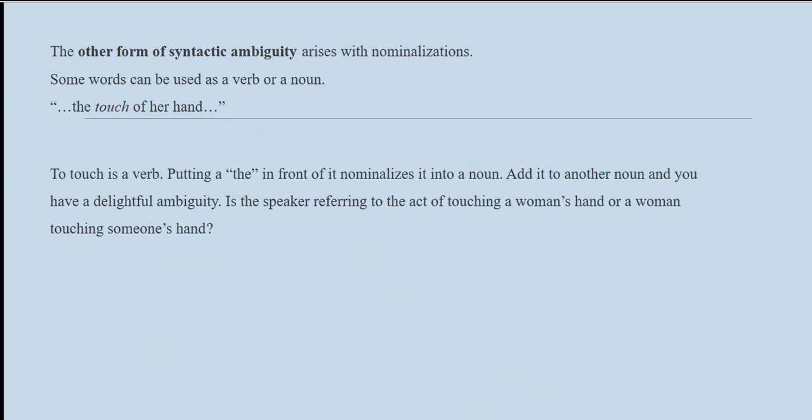So the other form of syntactic ambiguity arises with nominalization. Some words can be used as a verb or as a noun, like the touch of her hand here. The touch might be a verb or a noun. So touch is a verb, putting "the" in front of it nominalizes it into a noun. Add it to another noun and you have a delightful ambiguity. Is the speaker referring to the act of touching a woman's hand or a woman touching someone's hand? I mean, if I am touching her hand, or if she is touching somebody else's hands, we don't know. You can see it means two different things actually.